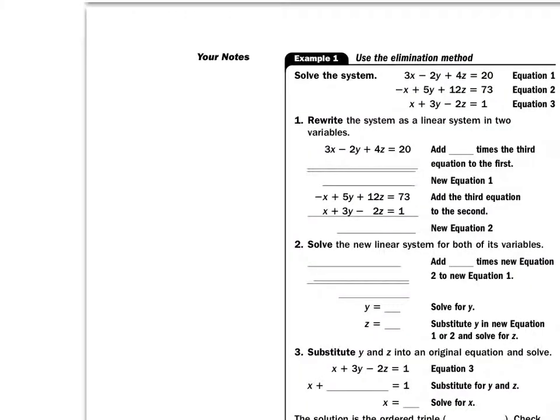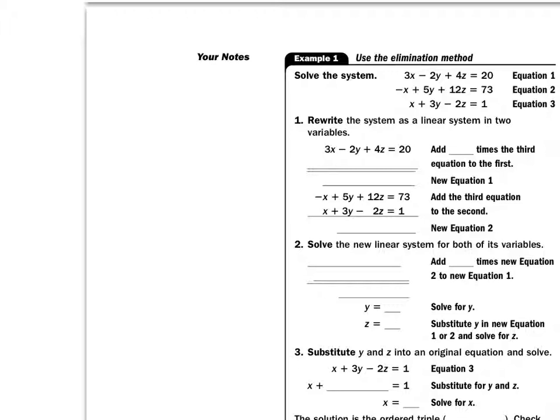Okay, let's try one of these. These are really long, and there's actually a better way to solve these, but we need to learn how to do at least one by hand. So, solve the system. I have equation 1, 2, and 3 over here, and I'm going to look and grab 2 of these equations that I can solve real fast and get rid of a variable.